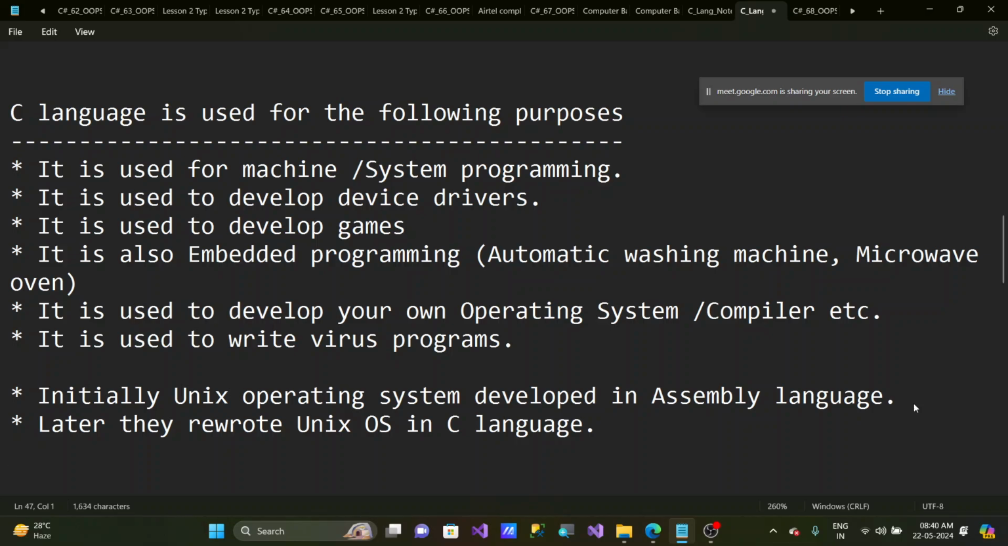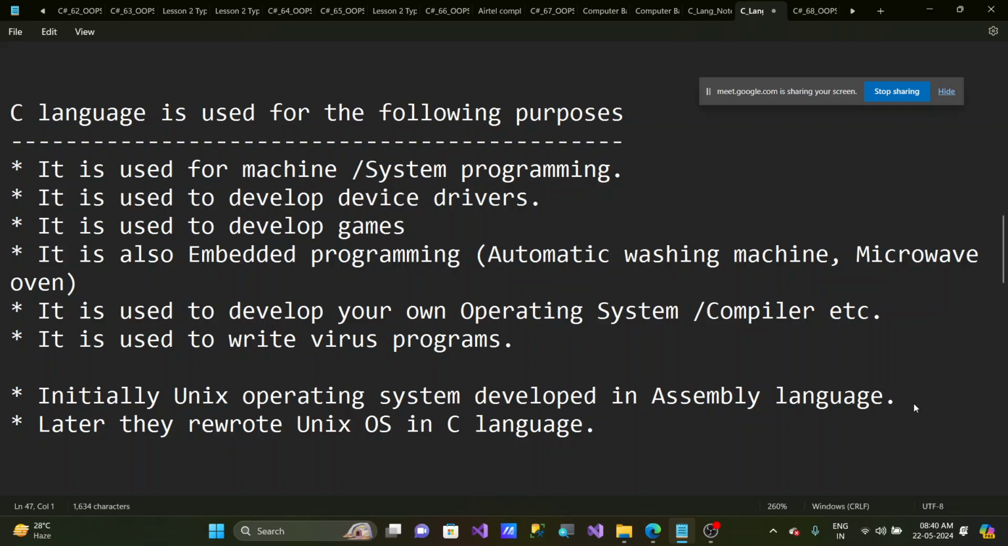You can say, as an example of how powerful it is, that Unix is one of the best operating systems in the market. That Unix operating system was initially developed using assembly language, but later on they rewrote it in C language. That's why C language is popular. Okay, so like that you can understand the power of C language, guys.